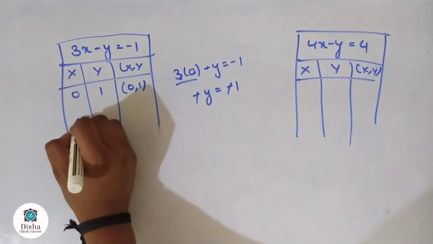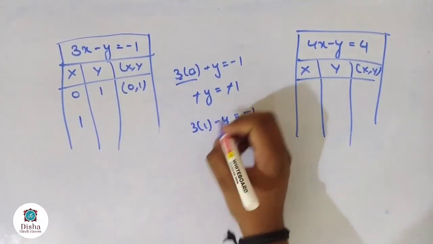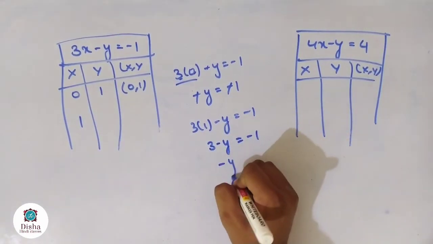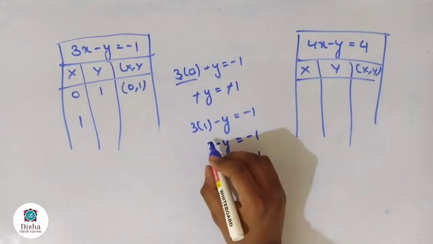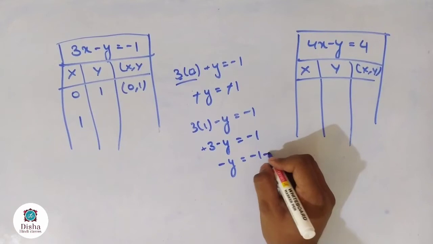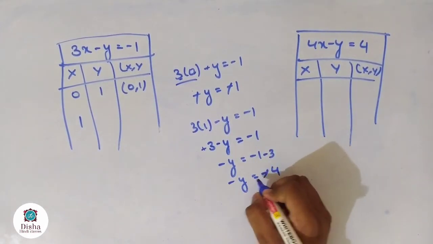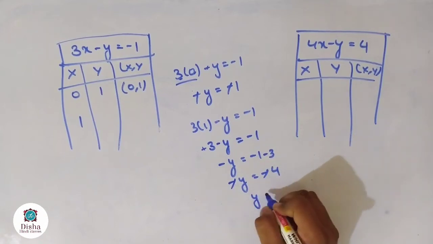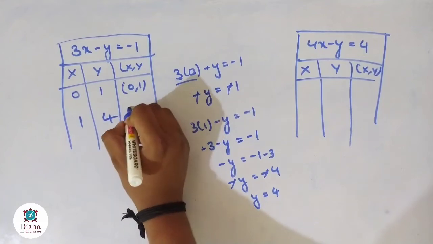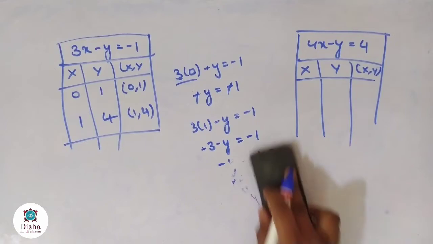Next we'll take the x value as 1. So 3 into 1 minus y equals minus 1. 3 minus y equals minus 1. This 3 is plus here; if it goes to RHS, it will become minus 3. So minus y equals minus 4. The minus gets cancelled, y equals 4. So 1, 4. These are the 2 points for the first equation.